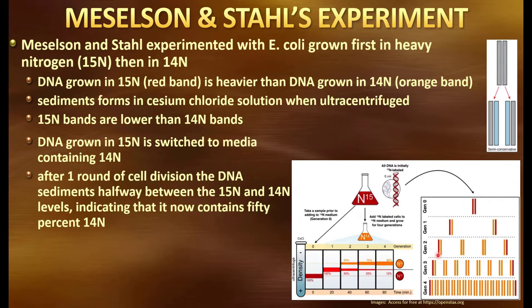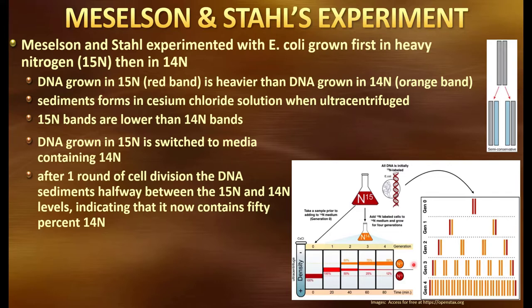If we continue that same logic, once again, we're going to go through replication. This one will create one heavy and one light chain. This one will be both light. This one, of course, will do all lights. And then here at the very end, we'll have one that has a heavy and a light. Now, if I look at all my different DNA molecules in generation 3, 25% of them are going to be a mixture of heavy and light, and 75% of them are going to be all light.